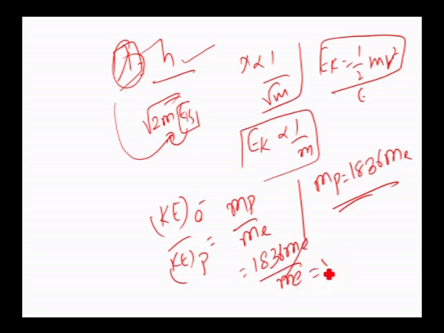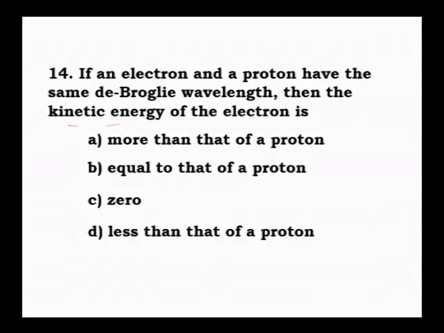Cancels. Final answer: kinetic energy of electron will be 1836 times more when compared to kinetic energy of proton. So the expected answer is: it is more than that of proton. Therefore, option 1 is correct. Understood? That is, kinetic energy of electron is more when compared to that of proton.